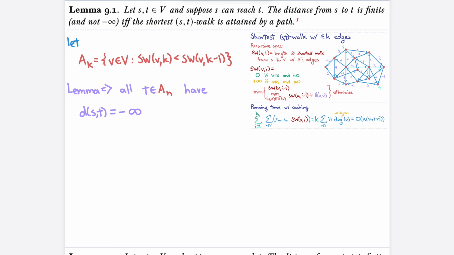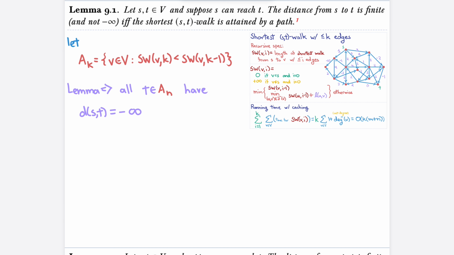Something happened, but that's not necessarily capturing everyone that has negative infinite distance, right? Because you might have to go around a big cycle before you realize you can improve. So we have some, but not necessarily all, of the vertices with negative infinite distance. But I want to come up with a very clean characterization. I want to capture all the negative infinite distances. Does that make sense?